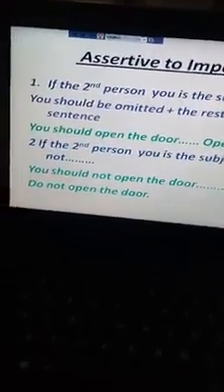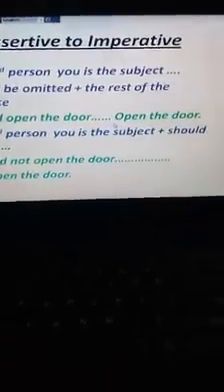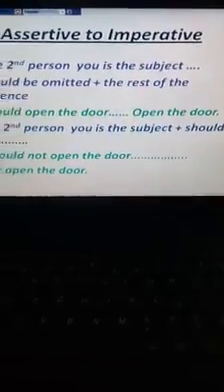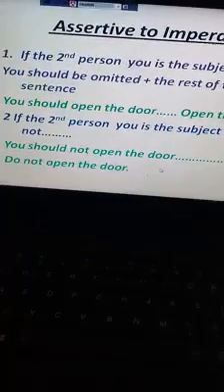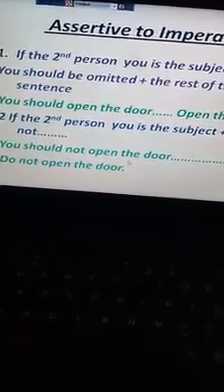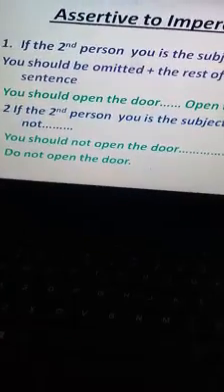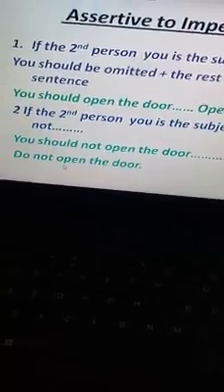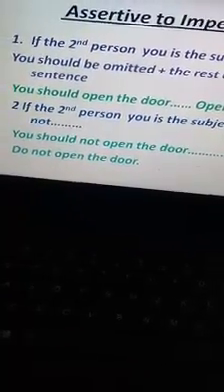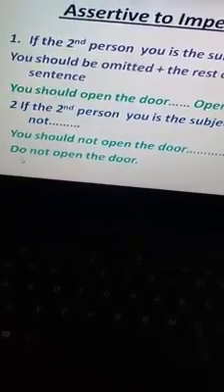Look at the example. You should open the door. Just you have to write down, open the door. But if the sentence is negative, like you should not open the door, then you have to use a helping verb like do not. Just do not. And sometimes you have to use let not. Okay, you should not open the door. And in the imperative sentence, you have to write, do not open the door.